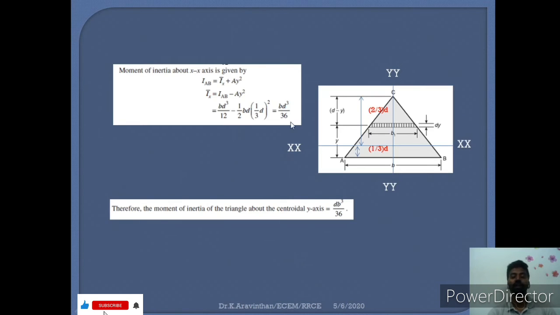So this is the final answer for finding the moment of inertia of a triangle with respect to the centroidal x-x axis. If you want it about the y-y axis, you have to consider the same concept. In a y strip, you have to consider a small elemental strip in y direction. The same procedure you have to follow. If you follow that, you will be getting Iyy as db cube divided by 36, the opposite of this equation. Instead of d cube, you have to substitute b cube. So you will be getting this answer.